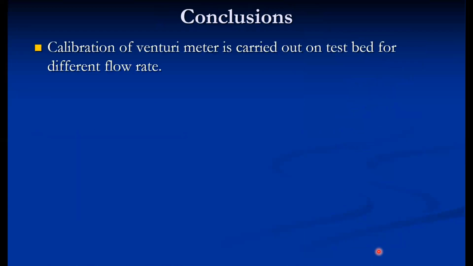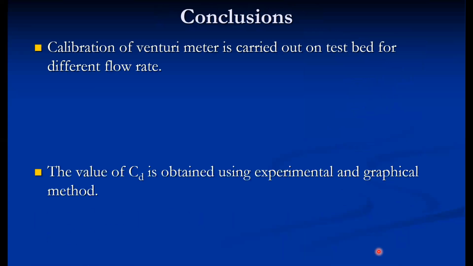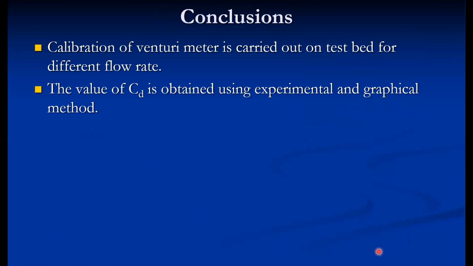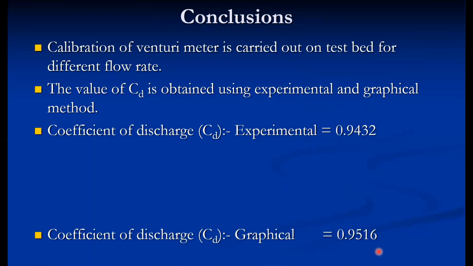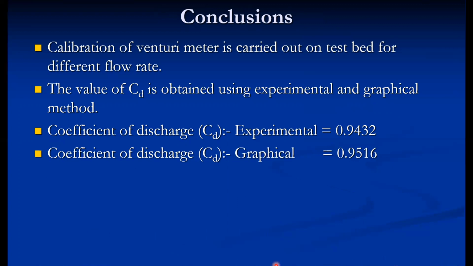At the end, the conclusions are: in this experiment, the calibration of venturimeter is carried out on the test bed for different flow rates. The value of CD is obtained using experimental and graphical methods. The coefficient of discharge by the experimental method is 0.9432, while the coefficient of discharge by the graphical method is 0.9516.